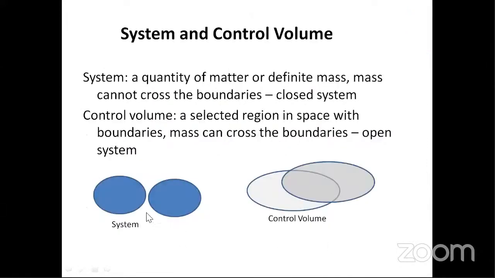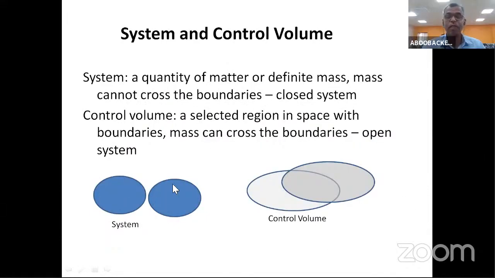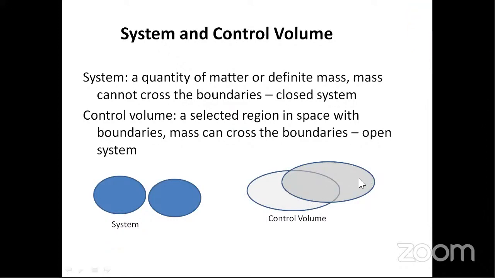The system is a definite matter. Control volume is only region based; the mass may come in and go out of the system.